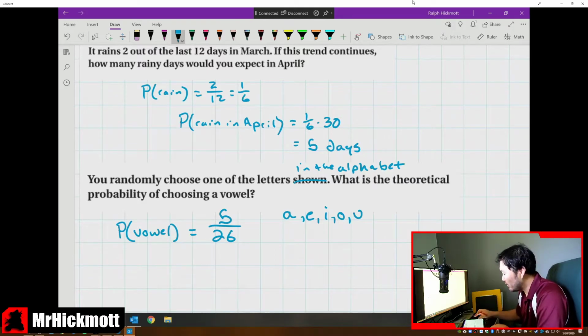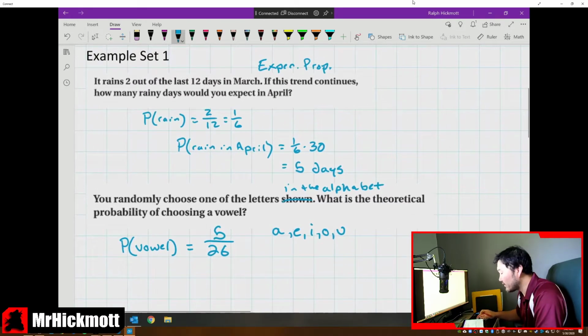All right, so at this point, hopefully that clarifies a little bit about the differences between both types. The actual calculations don't really change. It's still going to be favorable over total, but it's how you interpret the results or look at the results. All right, so take a moment to pause this video as needed.